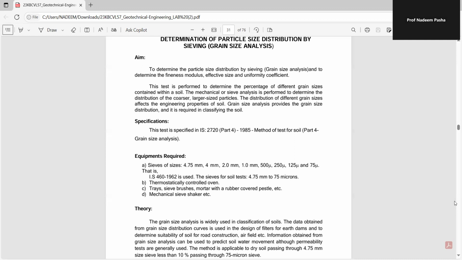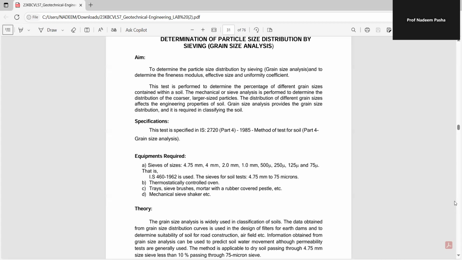So, which specification? IS 2720 Part 4, 1985. The method of test for soil, Part 4: grain size analysis. And what are the equipments required?